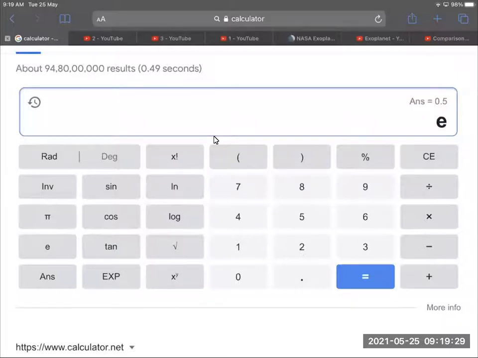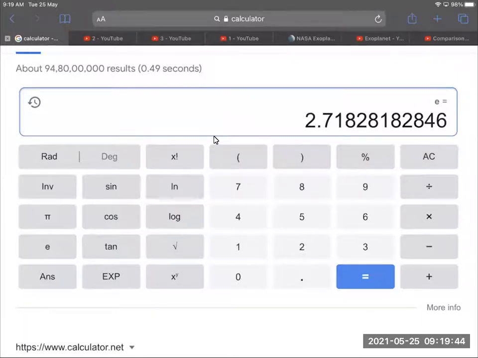Yes, sir. If I just put E, this is 2.71 and so on, because it is an irrational number, therefore it is non-terminating. It goes for infinity, just like pi.